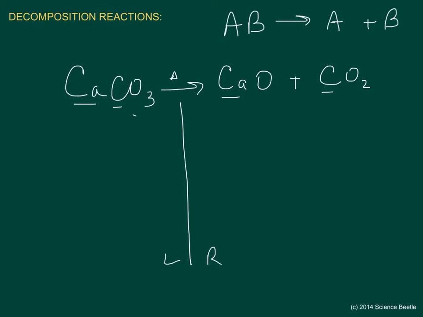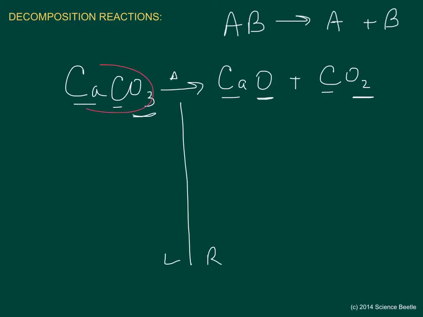On the left-hand side, we notice that we've got 3 oxygens, and on the right-hand side, we've got 1 oxygen bound to calcium, but we've got 2 oxygens bound to carbon. That gives us a total of 3. So right off the bat, what we notice is that we have an equation here that is completely balanced. So there's really not much for us to do here except to go ahead and count our various parts.